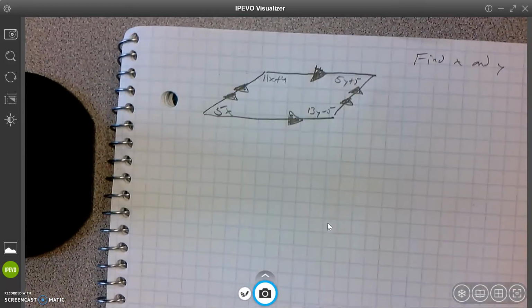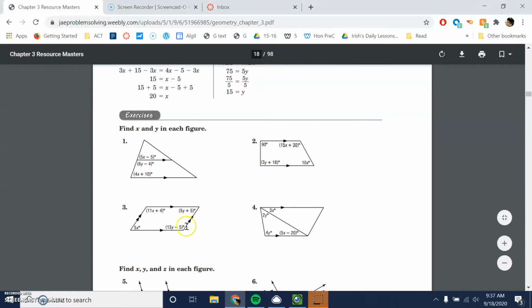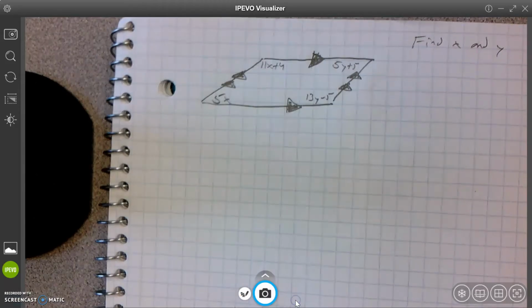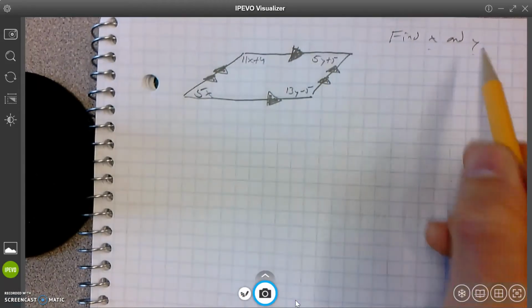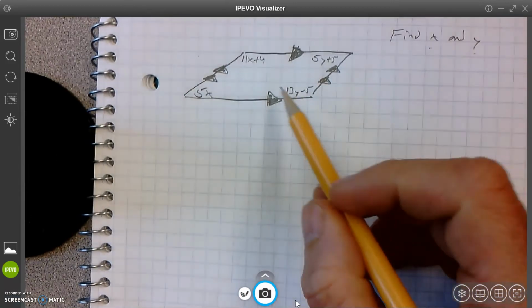All right, next one is number 3 here. Very similar, it looks like. But it looks like I got more parallel lines. Okay, let's deal with it. Here you go. So find x and y. Take good notes. You're going to have to do the same thing on your own next.